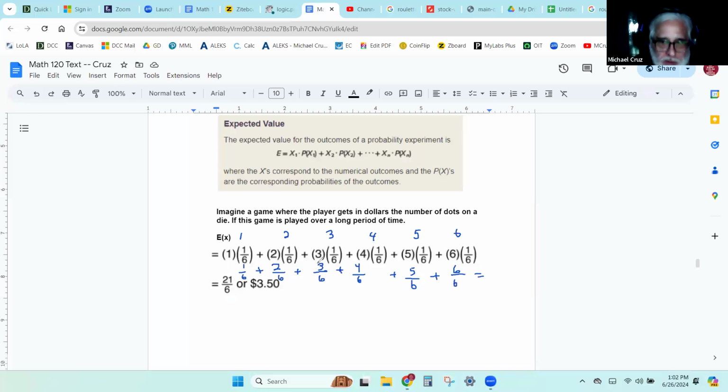1 plus 2 plus 3. So there's 6. There's 4 more is 10, 15, and another 6. And that's where the 21/6 comes from. Leave the denominators there, because in theory, you could simplify each one of these.